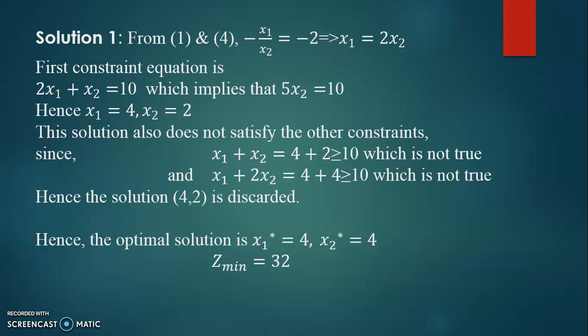Hence the optimal solution is x1 star equal to 4 and x2 star equal to 4. And if we substitute x1 star and x2 star in the objective function, then we get z minimum equal to 4 square plus 4 square, that is equal to 32.